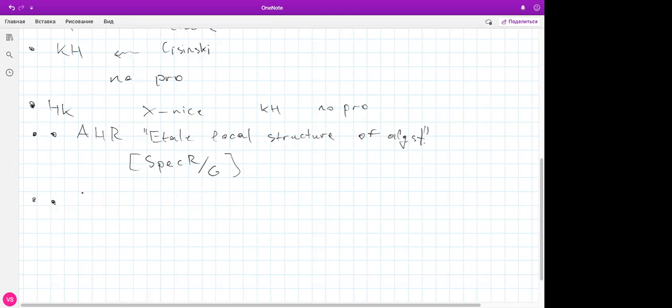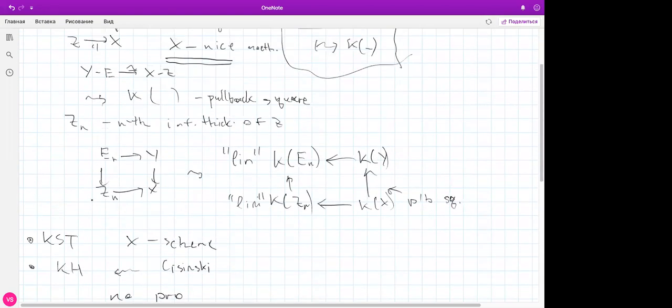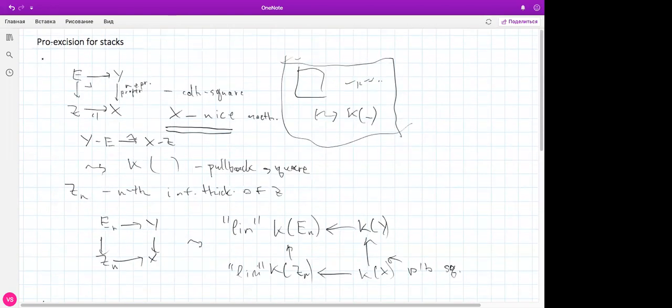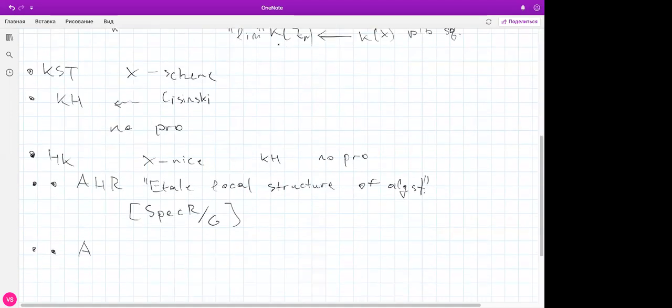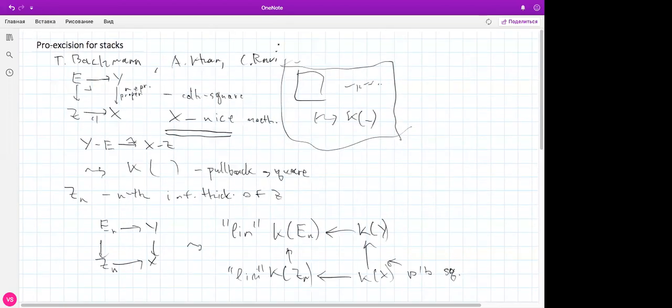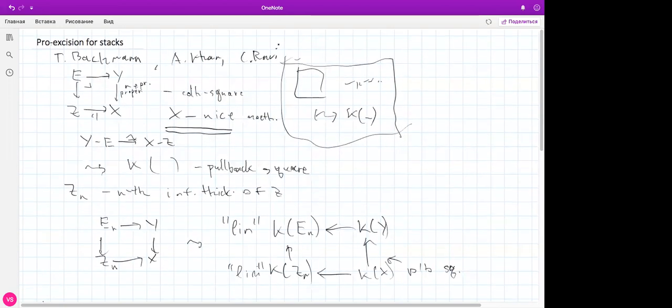There is a paper by, oh, I forgot to mention, sorry, I keep forgetting this kind of stuff. So this is joint with Tom Bachmann, Adeel Khan, and Charanya Ravi. And this is work in progress. This is not yet published, and not even on arXiv.